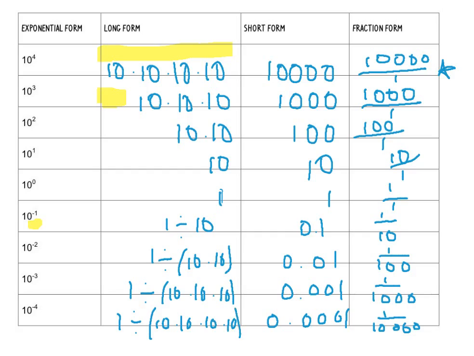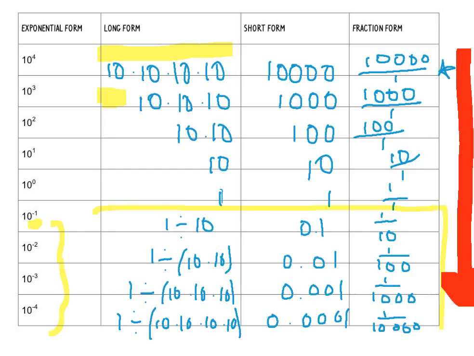So as we moved through this chart, our numbers got smaller and smaller and smaller. You can see that none of these numbers are negative. Even though this section right here had negative exponents, none of the numbers in this section are negative numbers. That's very important that you remember that a negative exponent does not make a negative number.